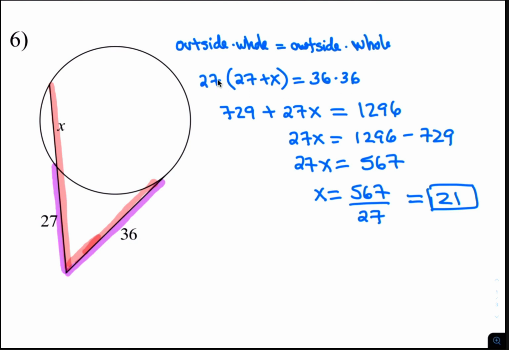Let's solve it. So you'll multiply 27 times 27 is 729, and 27 times X is 27X. And that's equal to 36 times 36, and that makes 1296. Now you'll subtract 729 from both sides. So 27X is 1296 minus 729, which gives us 567. Now we'll divide by 27 on both sides. So X is 567 divided by 27. That means X is 21.